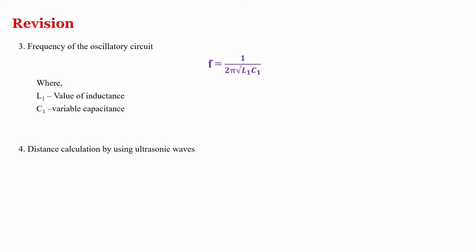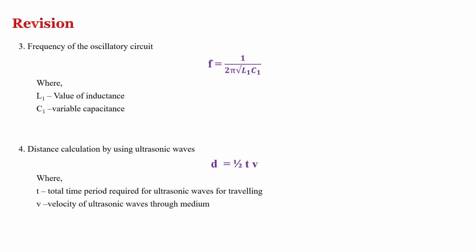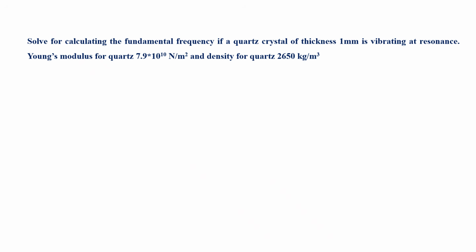And one more formula we have seen is related to the applications of ultrasonic waves, where distance calculations are done. If you want to calculate the depth of the sea, that can be done with the help of ultrasonic waves, and for that purpose we have the formula d = half of t into v. Here t is the total time required for the ultrasonic waves to travel, and v is the velocity of ultrasonic waves through the medium.